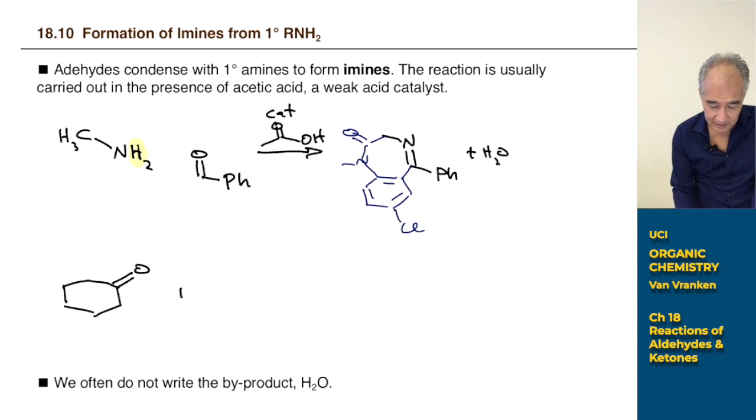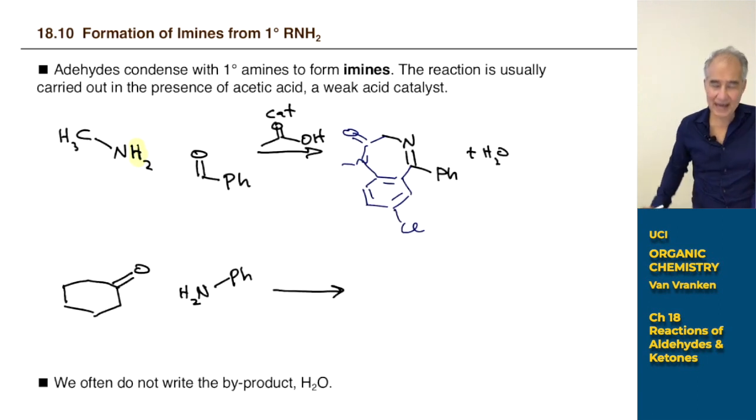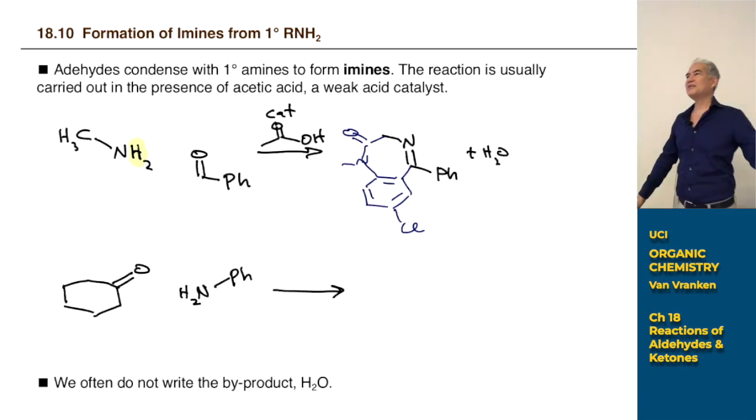And I'll have an amine, and look at those 2 H's on that amine. That's the recipe there for making an imine. And what's my acid catalyst going to be? It's going to be acetic acid.